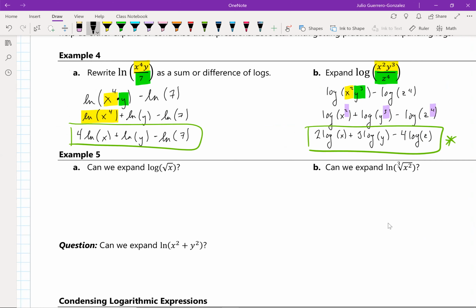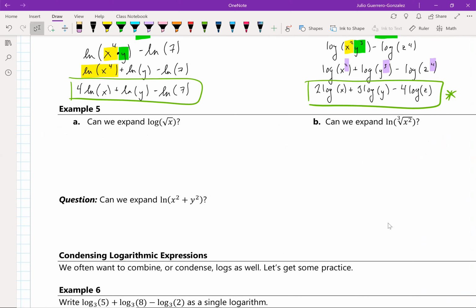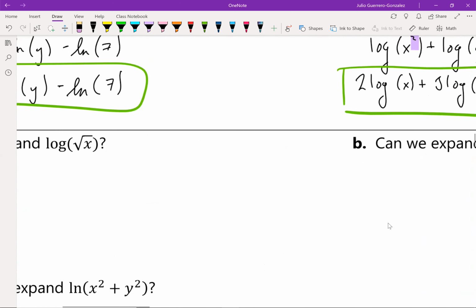So for these two examples, example 5, they'll need this thing. Let me actually write it. a to the b divided by c. If you have a fractional exponent, that is equivalent to the c-th root of a to the b.